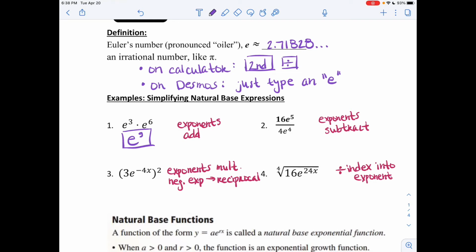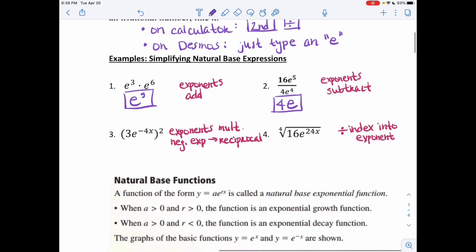If we're dividing, then our exponents will subtract, just like if e had been any other variable like an x. We'll have 16 over 4 is 4. E to the 5 divided by e to the fourth. Well, 5 minus 4 is 1, so that just gives me a 4e.